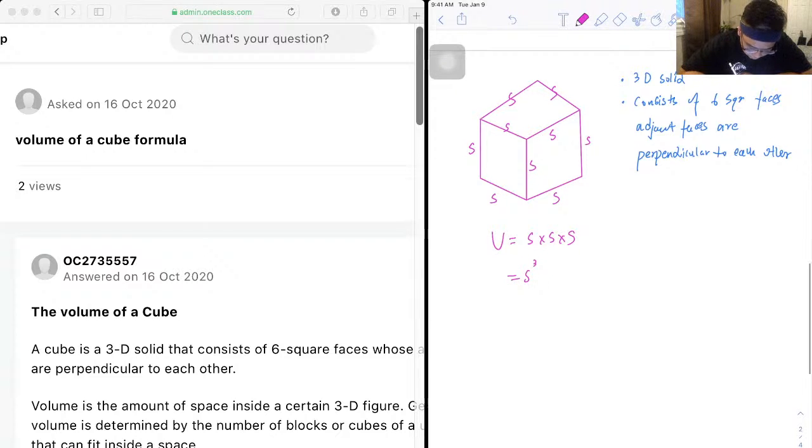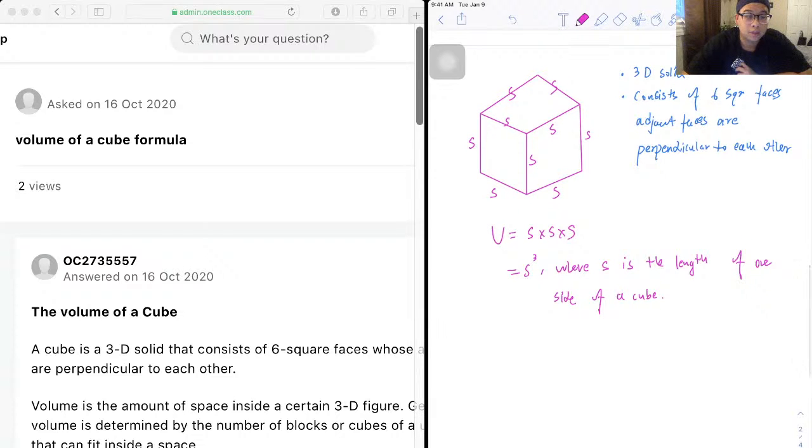where s is the length of one side of a cube. Yep. So that's all we got for this question.